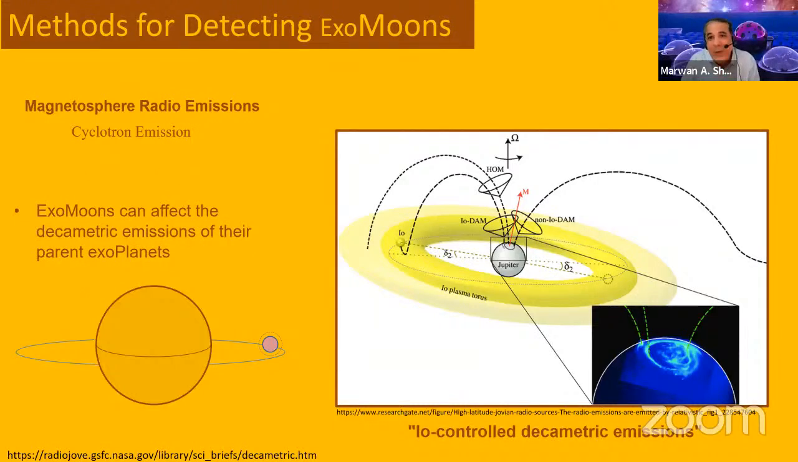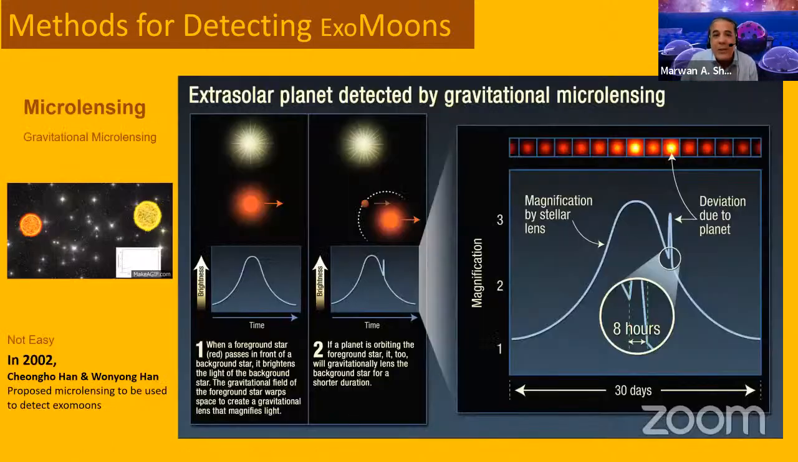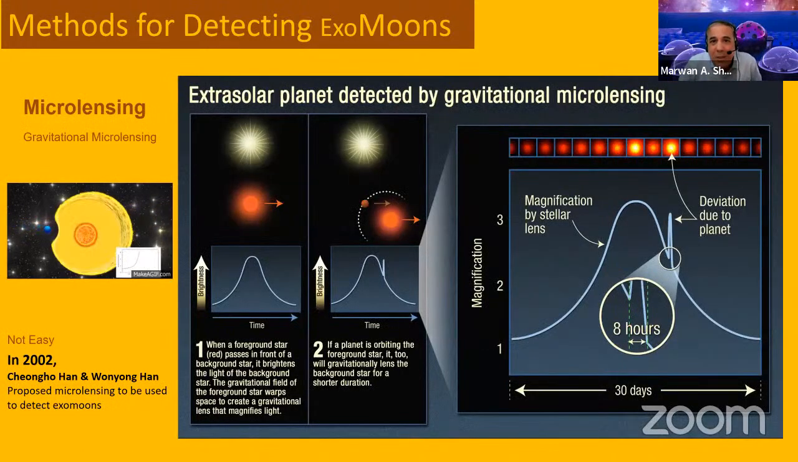By this way, we can sometimes detect a possible exoplanet, or an exomoon orbiting the exoplanet that we observe, by radio detection. This is an excellent one. Another method of detecting exomoons is by microlensing. This is a very, very beautiful one.